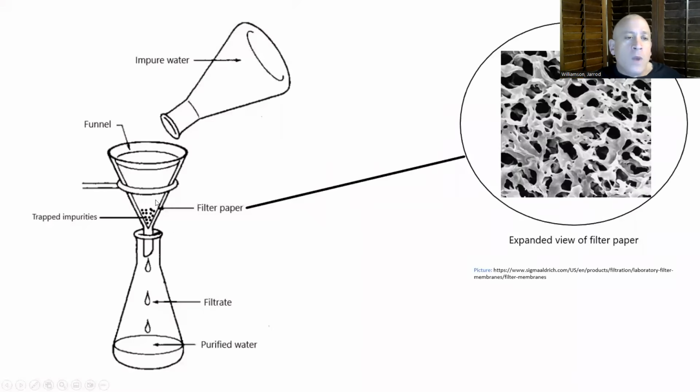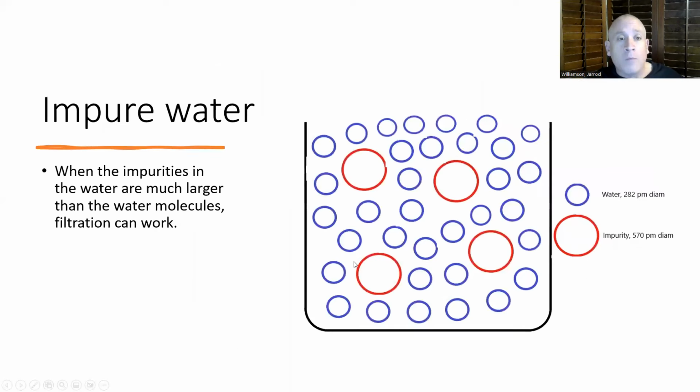If you take a zoomed in look at the filter paper under extreme magnification, it's got these tiny little holes in it we call pores. That's what lets the water go through but catches the impurities, with the idea that the impurities are larger than the size of the holes, and the water molecules are smaller than the size of the holes. By the way, the drippings that come through are called the filtrate, and we're presuming that's purified water if my filter worked really well.